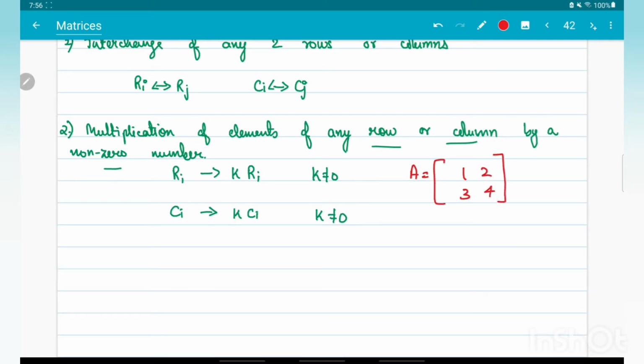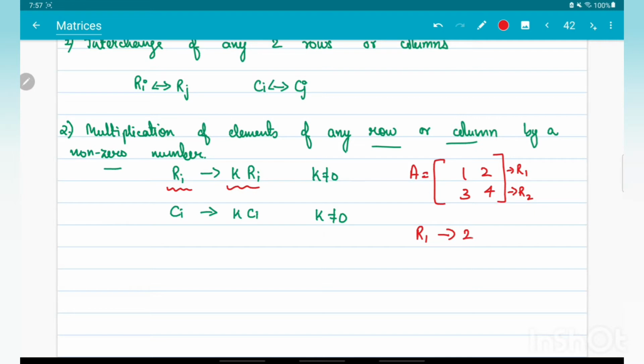So this is a matrix, and now I'm going to multiply. Now this is row 1 and this is row 2. So basically according to this elementary operation, what it is saying is that some ith row, that is some row, can be multiplied with a constant. Suppose I'm taking here row 1, and I can multiply it with some constant number that is not 0.